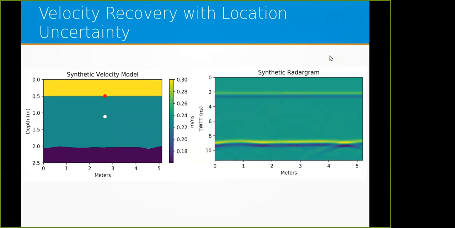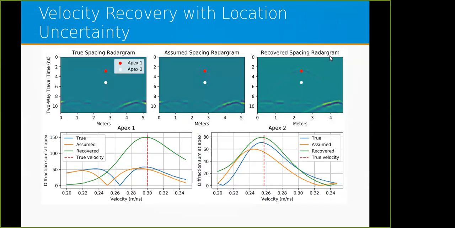And I've also embedded two high contrast pixels in this model to produce those diffractions that we would expect to see. And on the right is our synthetic radargram generated from this velocity model, assuming a common offset of 0. And we see that the strongest signals in this radargram are actually the horizontal reflections off of the interfaces. Because we want to focus on the diffractions, I'm going to apply a background subtraction to remove most of those reflections. And that's what we see here.